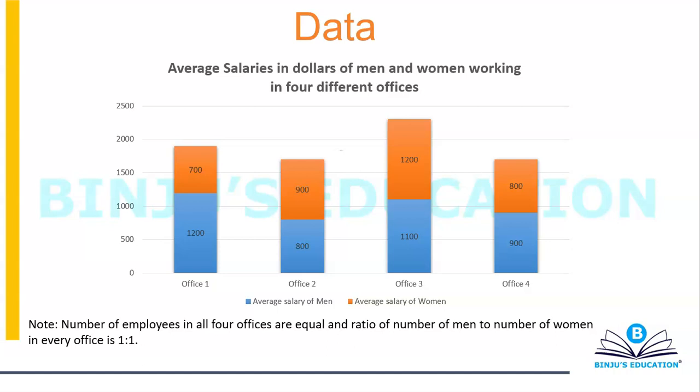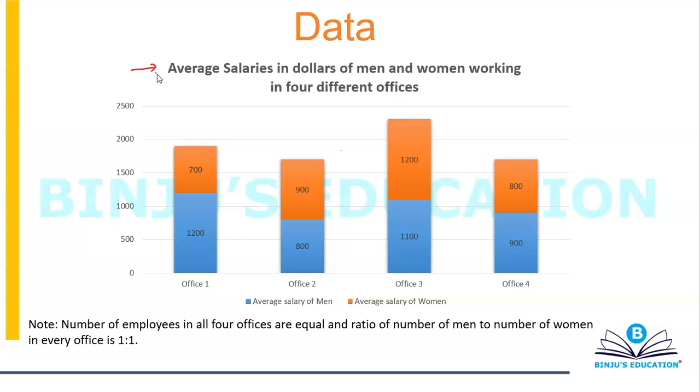All right, let's see what we can do. We're going to go step by step. So first is the heading, because we need to know what the graph is all about. So it's about average salaries in dollars of men and women working in 4 different offices. Okay, so it's talking about the average salaries in dollars of men and women.